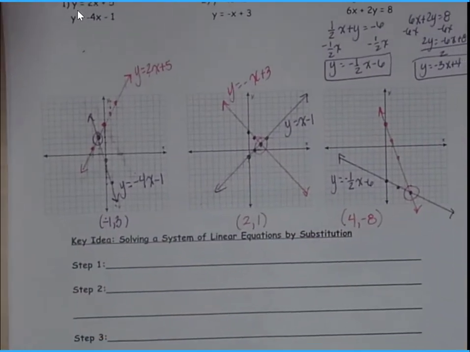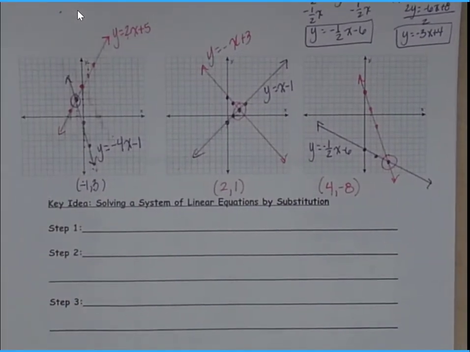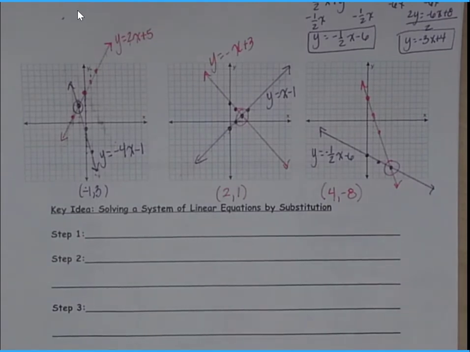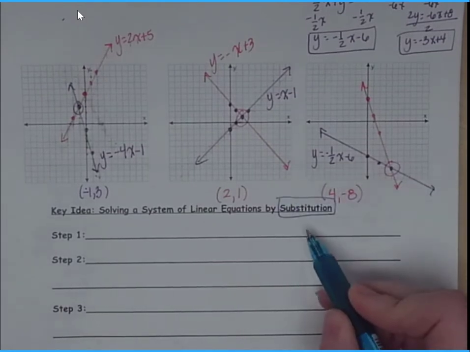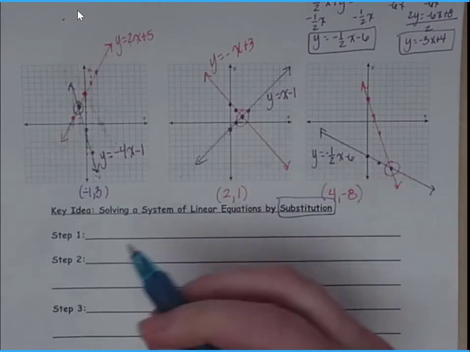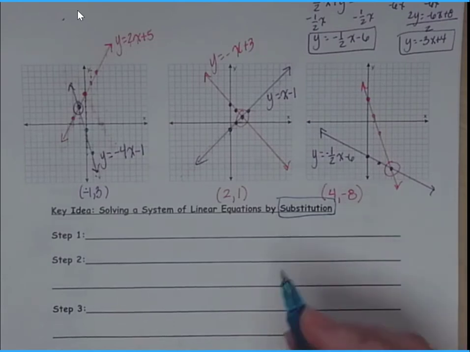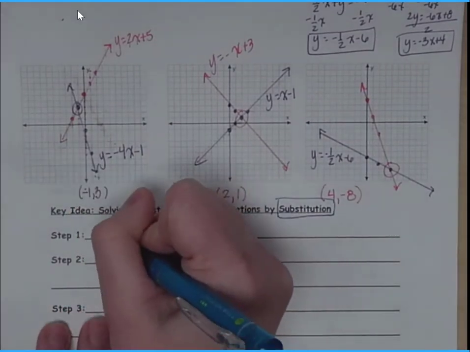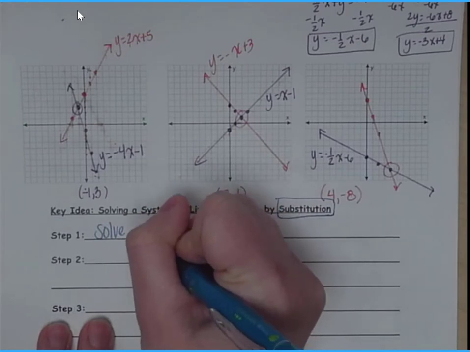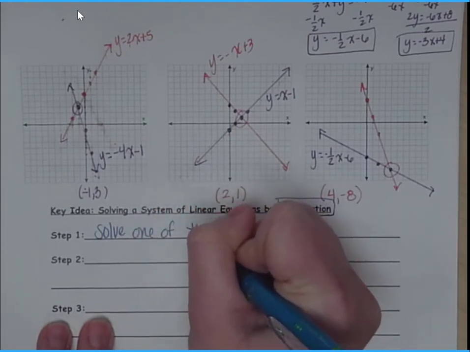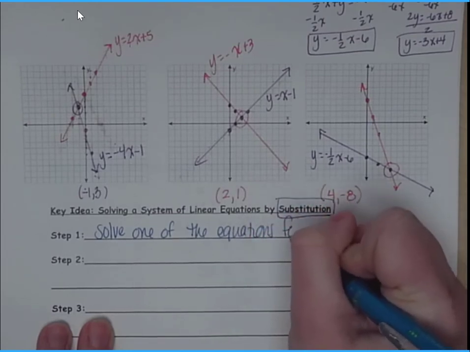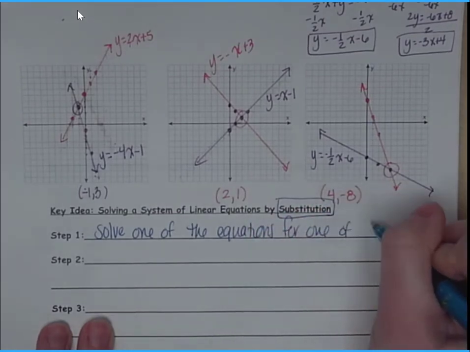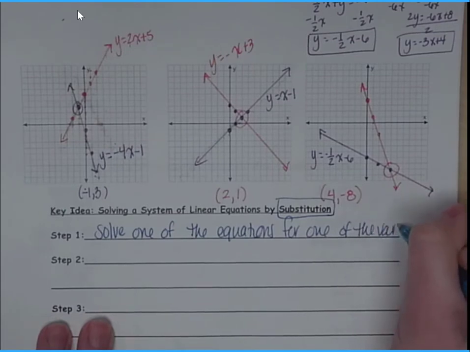All right, so yesterday we talked about graphing. Now, this unit is all about solving systems of equations, and today we're going to do it by substitution. Substitution means replacing one thing with another. So the first thing we're going to do is solve one of the equations for one of the variables. What does that mean? That means solve for x or solve for y.